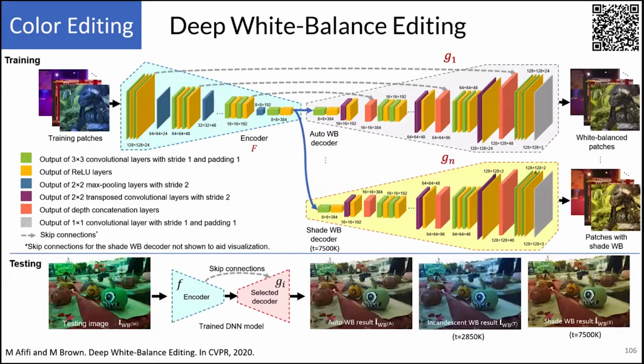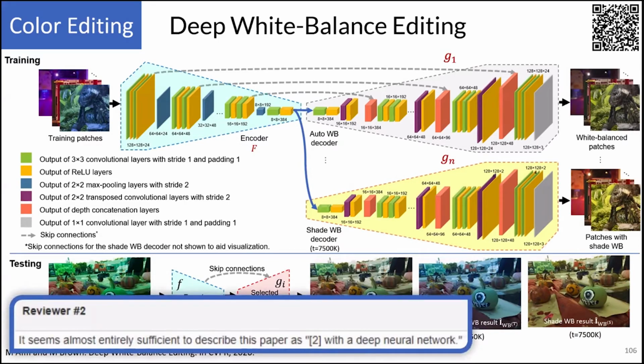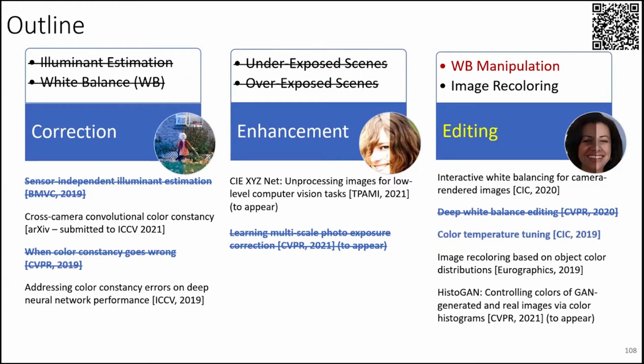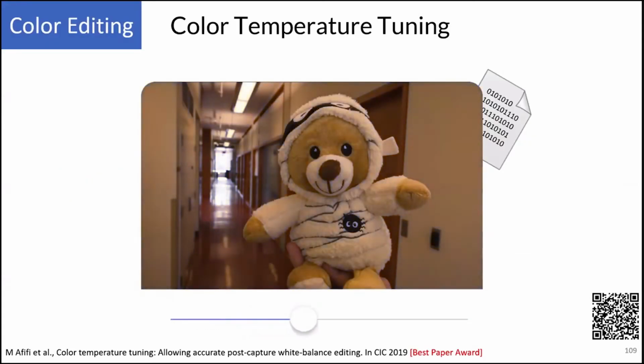And the fun fact is that when we submitted this paper next year to CVPR, reviewer 2 said it's the same as last year's paper but with a deep neural network. So to make reviewer 2 happy, we developed color temperature tuning, and in particular, we did two different things than the deep white balance editing. First, we didn't submit it to CVPR, to make reviewer 2 happy. The second is that it's not a deep learning framework, and it relies on a very simple modification to the camera ISP, achieving much more accurate results compared with any other solutions.